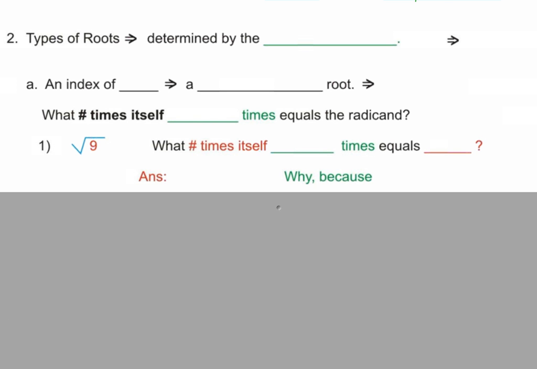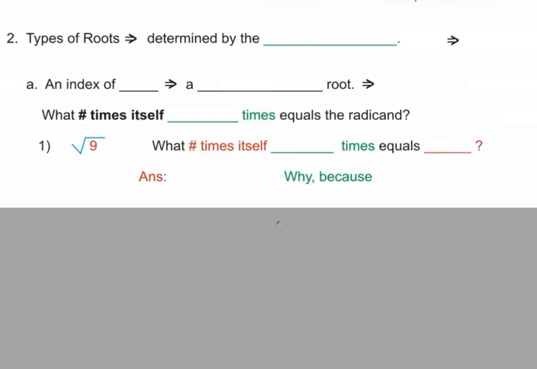All right, so some types of roots. Everything is determined by the index. It's all about the index. So you've got to look at the index. Index of 2 is a square root.